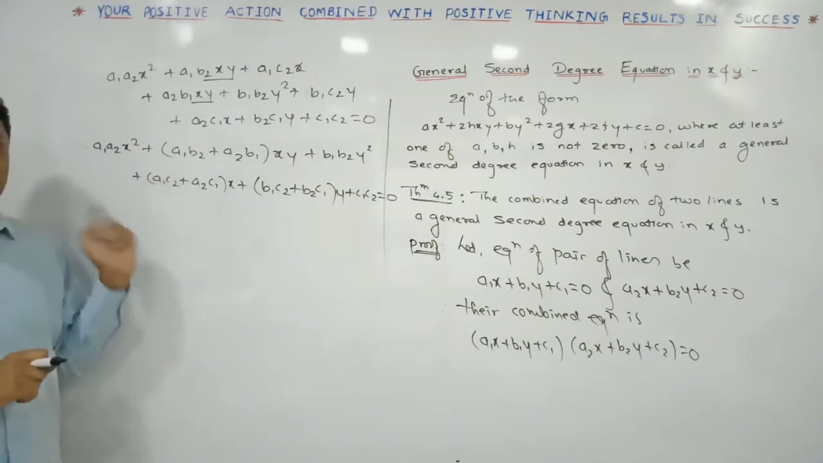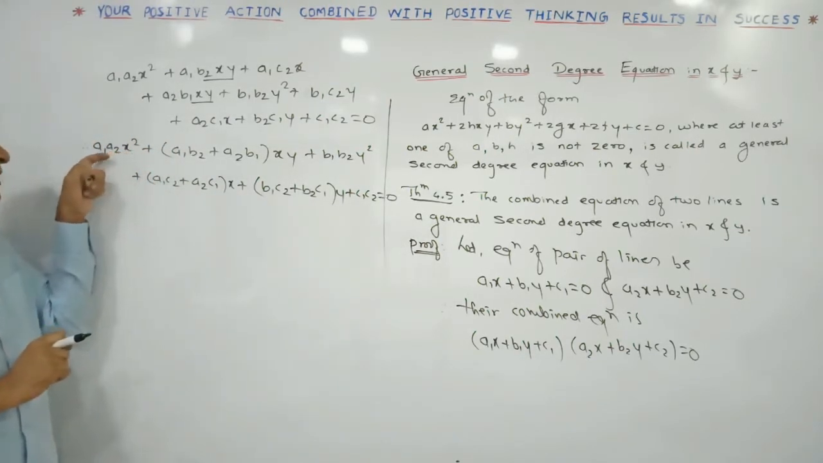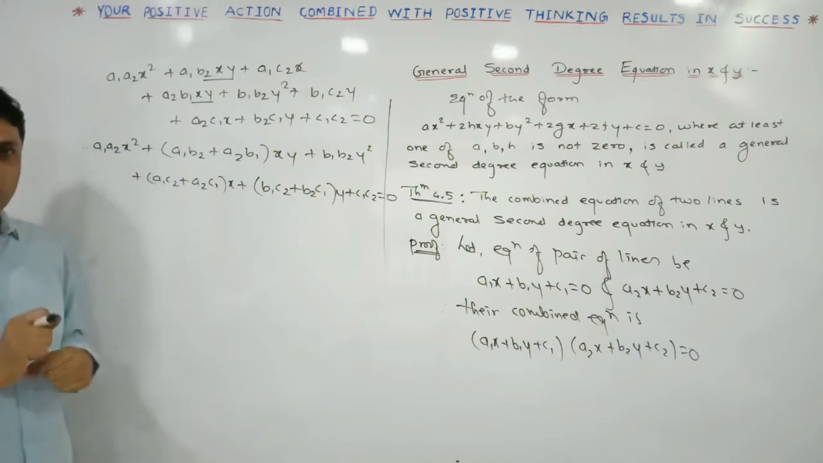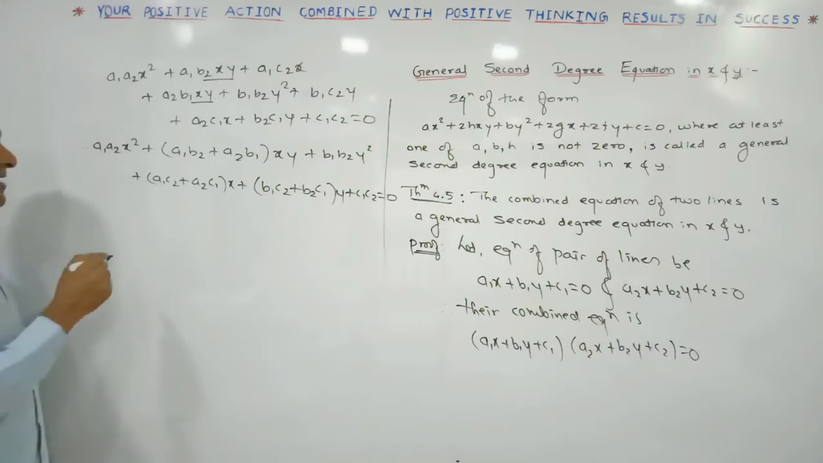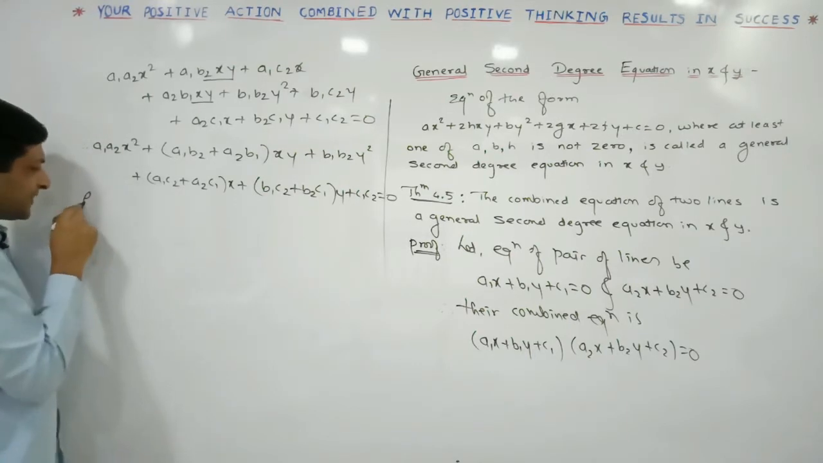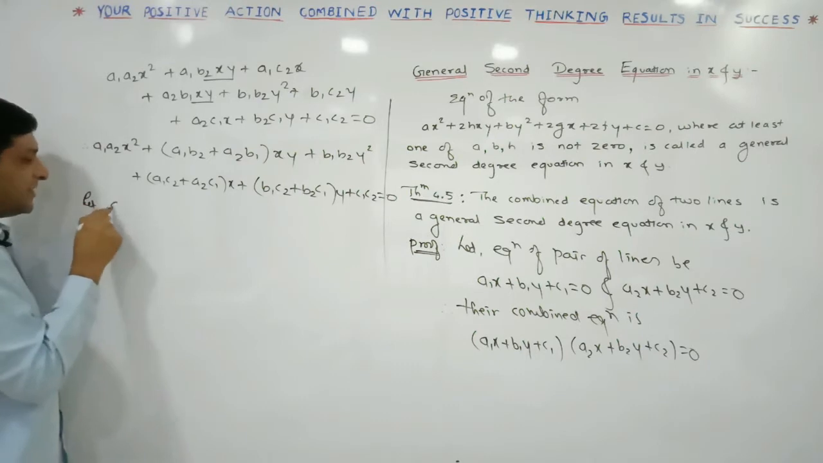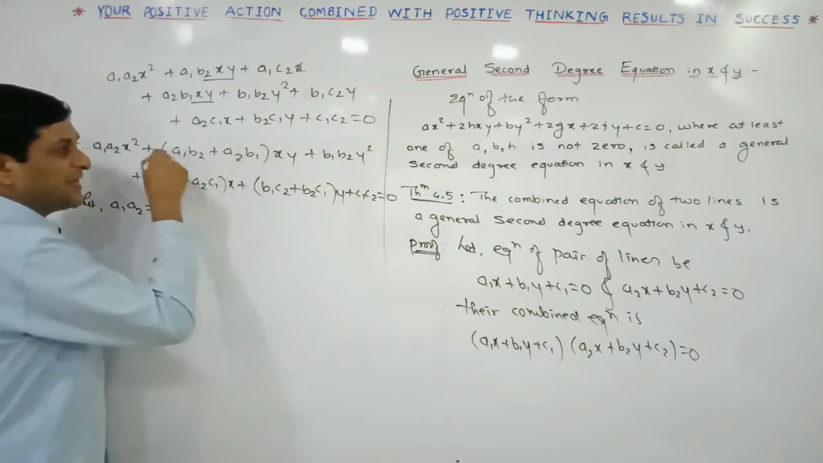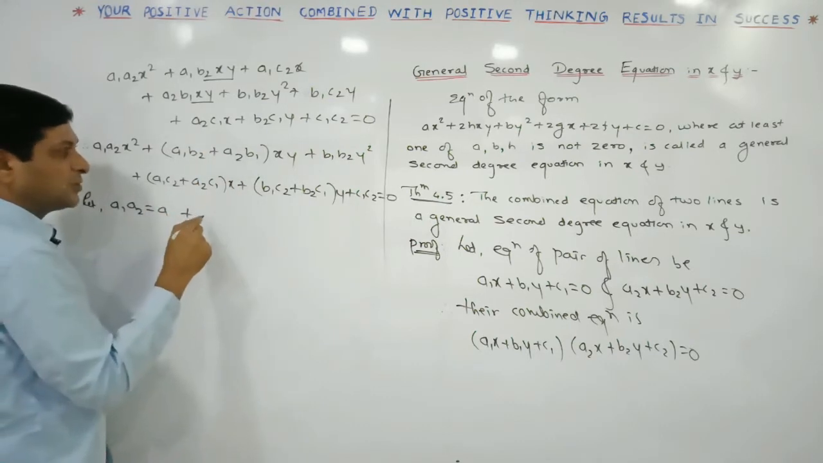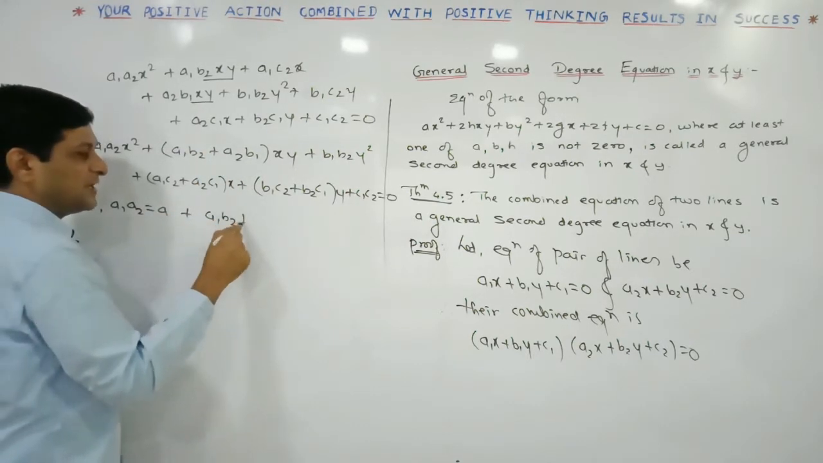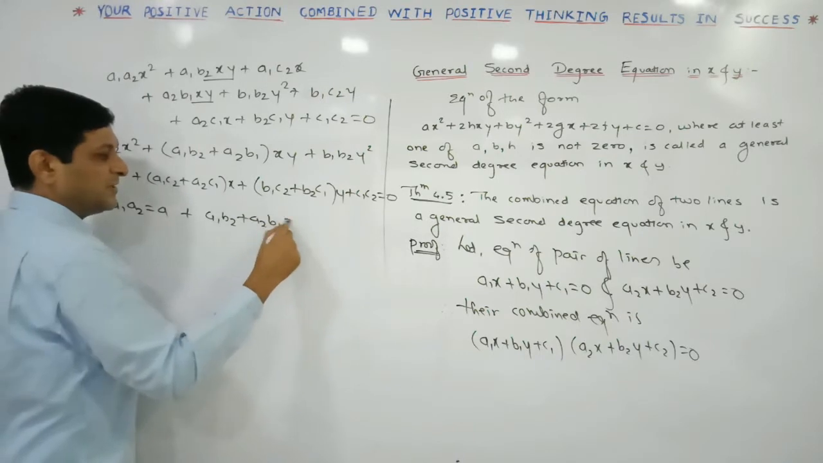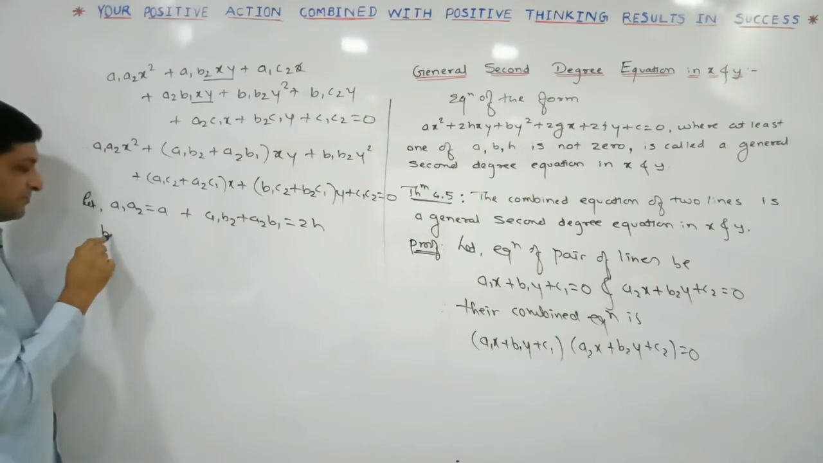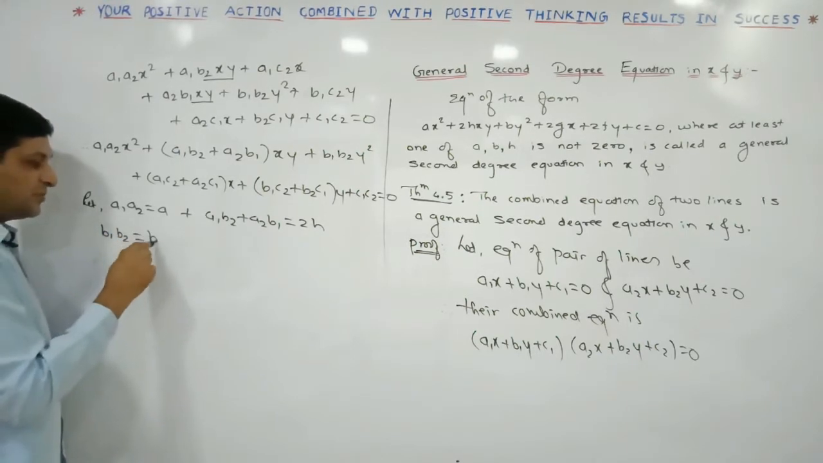Now in this equation the coefficient of x square is what? a1 a2. a1 and a2 are nothing but two numbers. Their product is also one number. Let us denote this number by A. So let a1 a2 I am denoting by a. Here this coefficient of xy we are denoting by 2h. a1 b2 plus a2 b1 will be equal to 2h. b1 into b2, let us denote it by b.